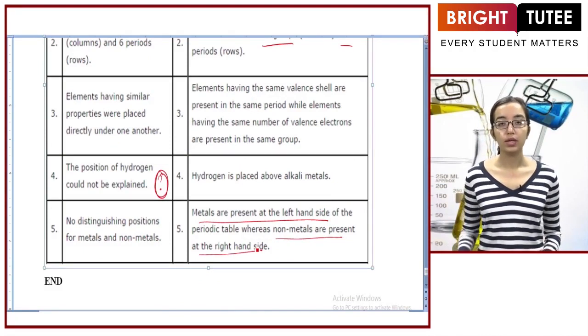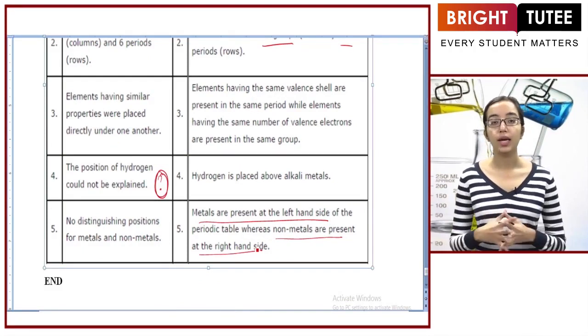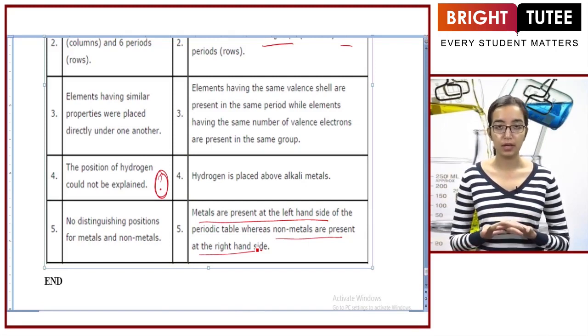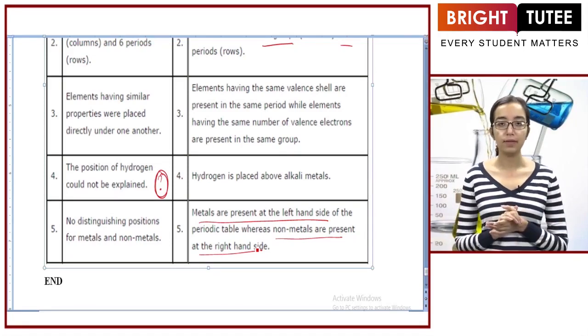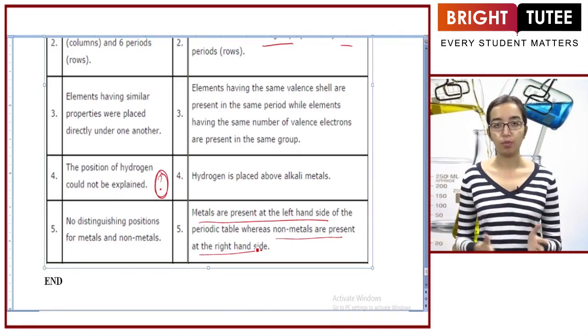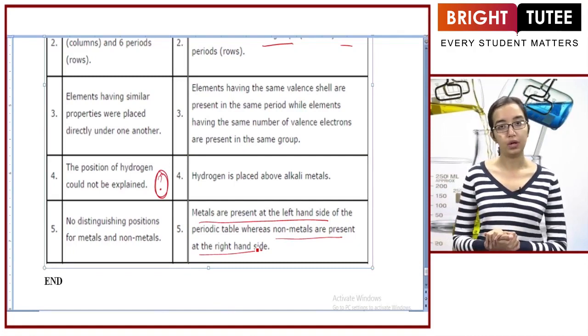So the modern periodic table corrected many errors of Mendeleev's classification because it changed the criterion to atomic number, and that is why all these problems were resolved in the modern periodic table.